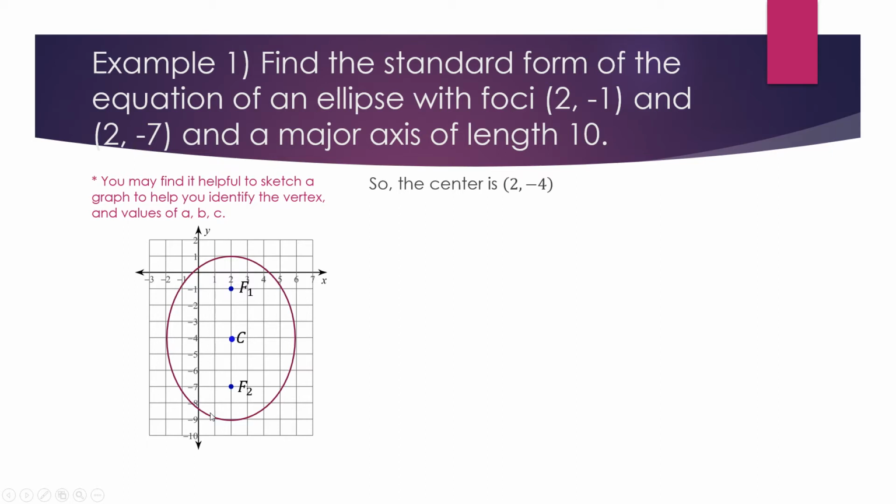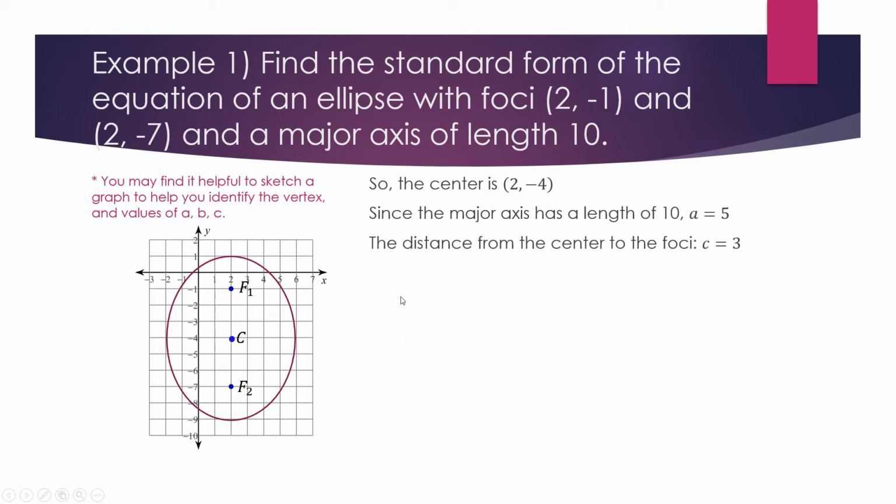So we can kind of sketch in what we think this is going to look like. And so since the major axis has a length of 10, A, the semi-major axis from the middle to the edge would have to be 5. We know that C, the distance from the center to the foci would be 3 spaces. And in order to find B, we're going to have to use that equation B squared plus C squared is equal to A squared.